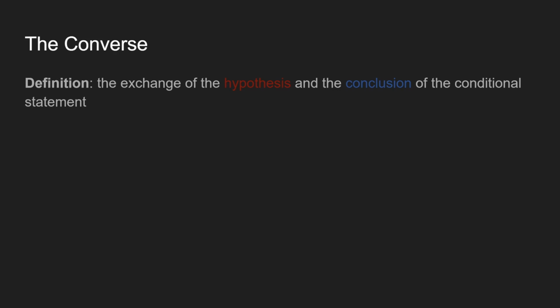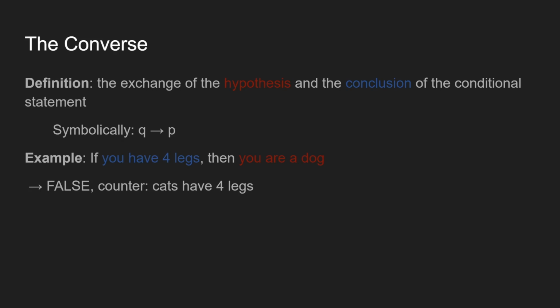The converse of a conditional statement is the exchange of the hypothesis and the conclusion of the conditional statement. Symbolically, this is represented as if Q, then P. Now let's give an example. If you have 4 legs, then you are a dog. We switched the conclusion and the hypothesis from our first example. Now in this case, the converse is not true, because we can come up with a counterexample: something like cats have 4 legs.